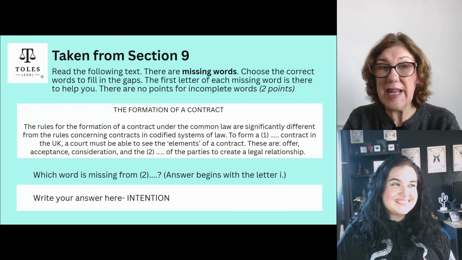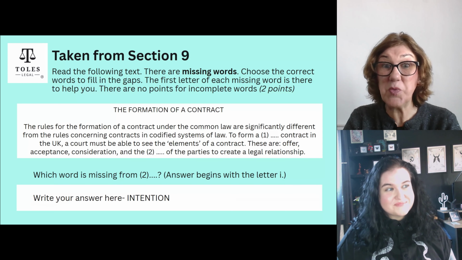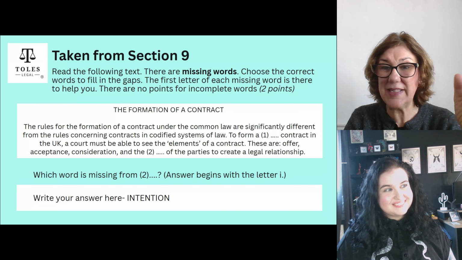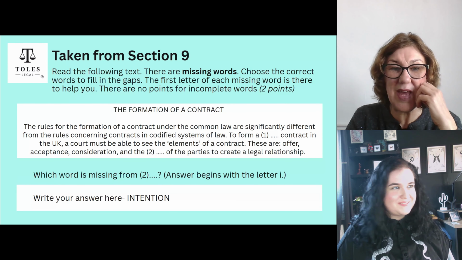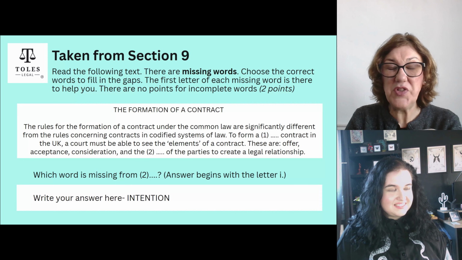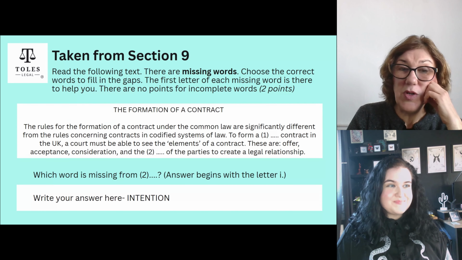If you want a bit of relief from studying legal English, watch Sinners. It's the best film I've seen for ages. Fantastic.